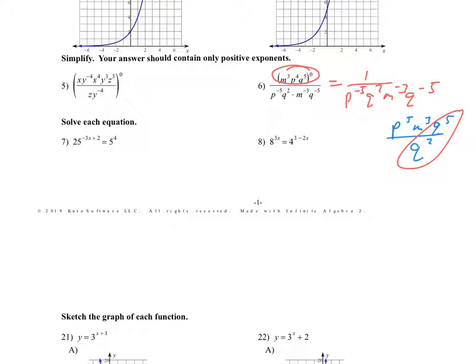Then I need to battle these q's out. And I see that the top is going to win that battle. They're going to win by 3, and so that's going to be up top. And there's really no denominator. Or if you want to think of it as a denominator of 1, that's okay too.